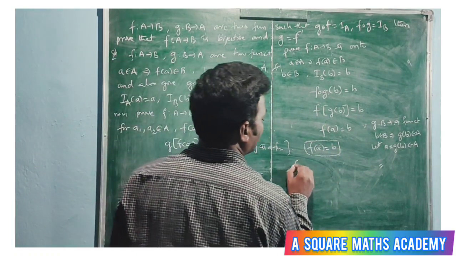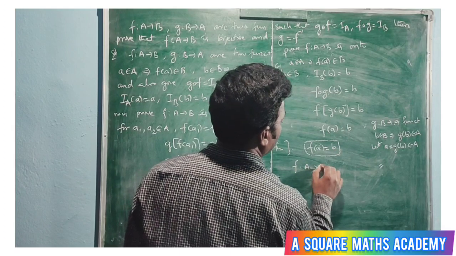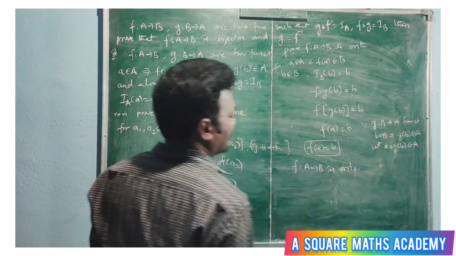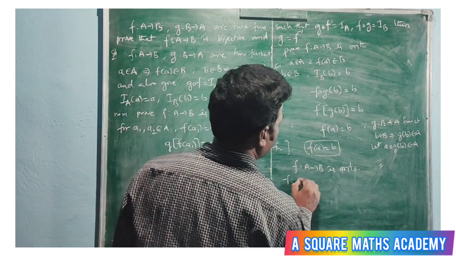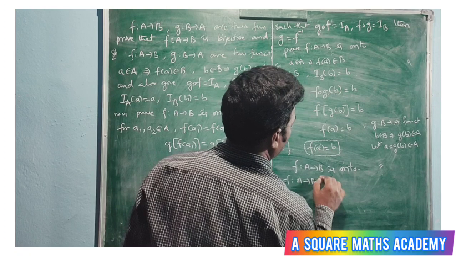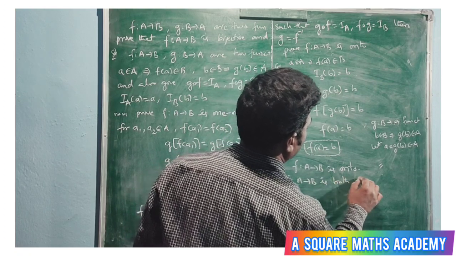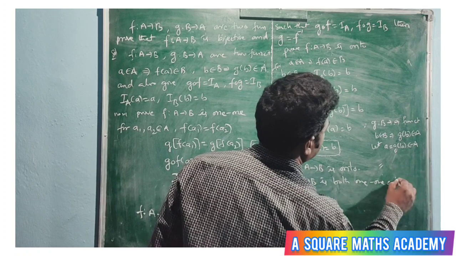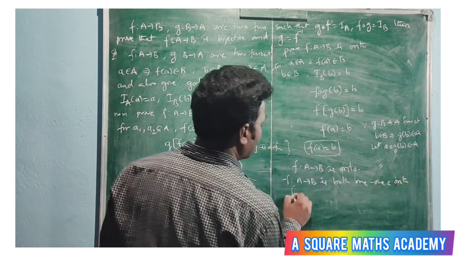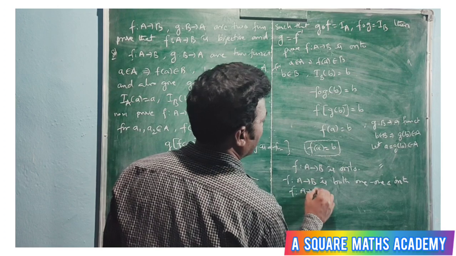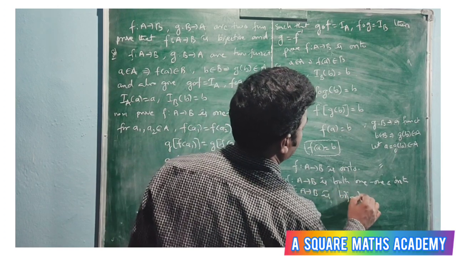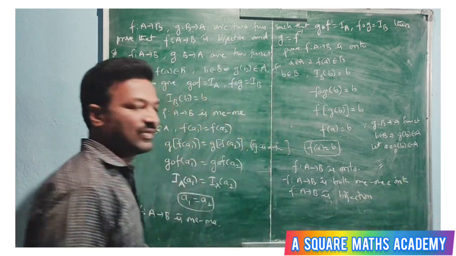This is the definition of onto. f: A to B is onto. So f: A to B is both one-one and onto. So that's why f: A to B is bijective. Bijection, okay? We got a bijection function here.